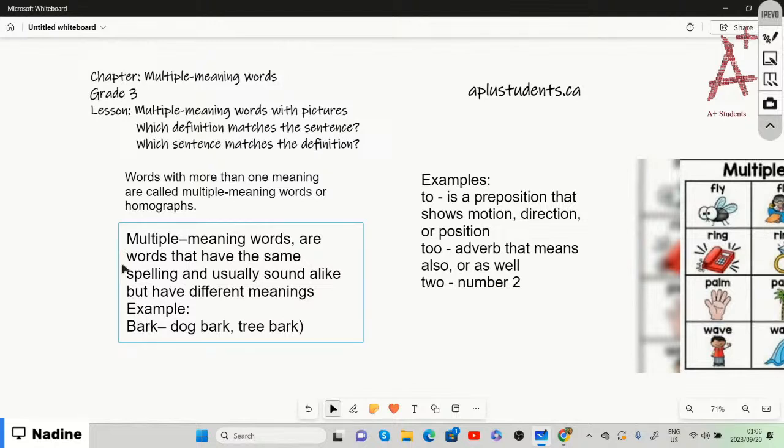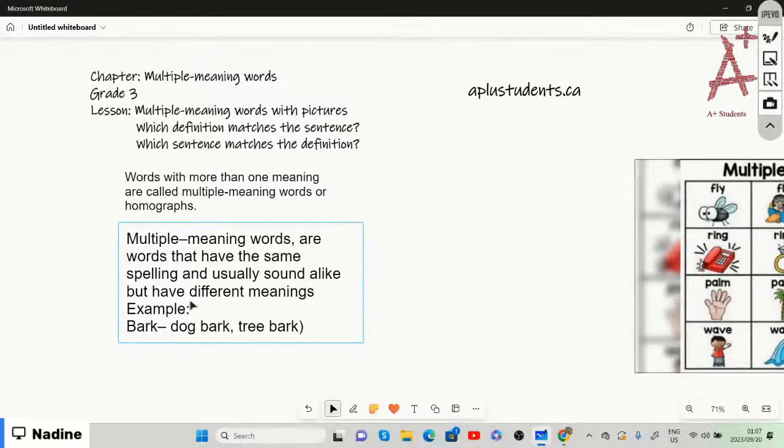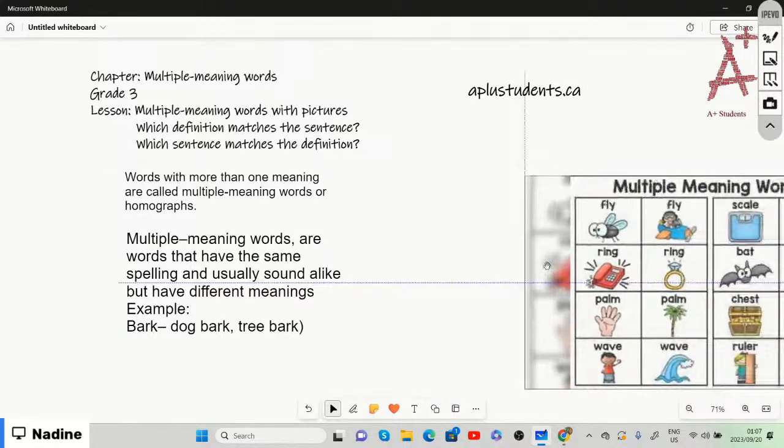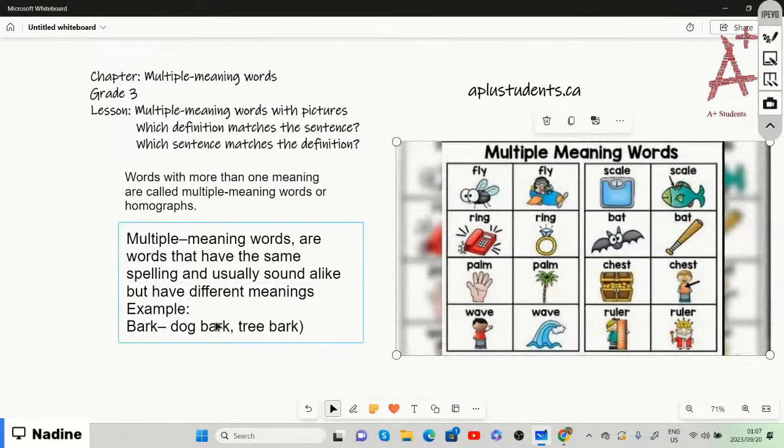For example, when it comes to multiple meaning words, they are words that have the same spelling, and they usually sound alike. So it sounds alike, the spelling is the same, but the meanings of these words are different, right? So you can sometimes have two words, three words that are spelled the same, they sound the same, but the meanings of these words are different. And here we have an example.